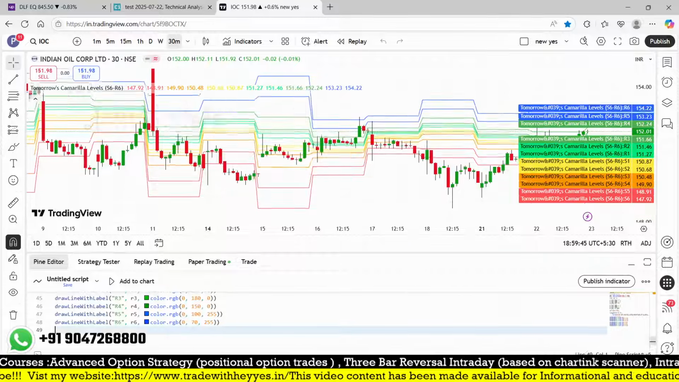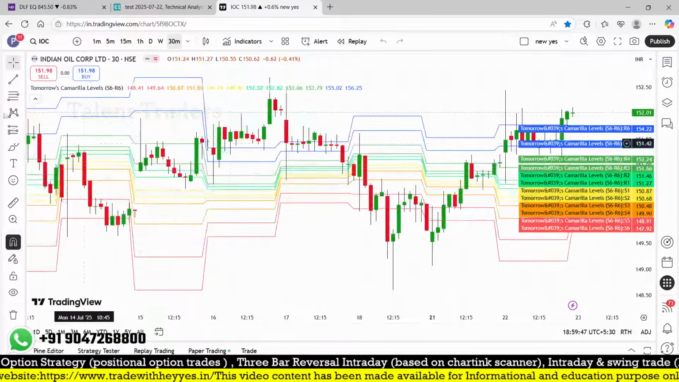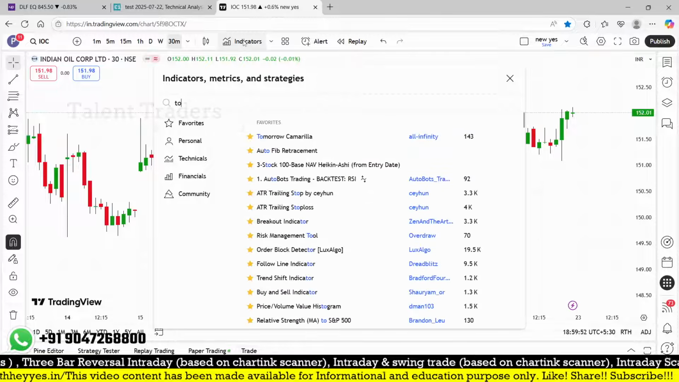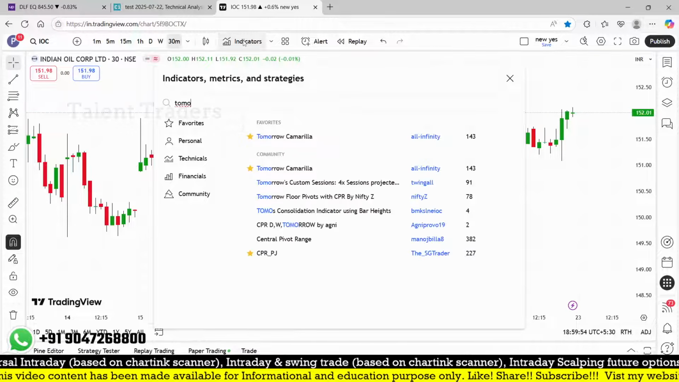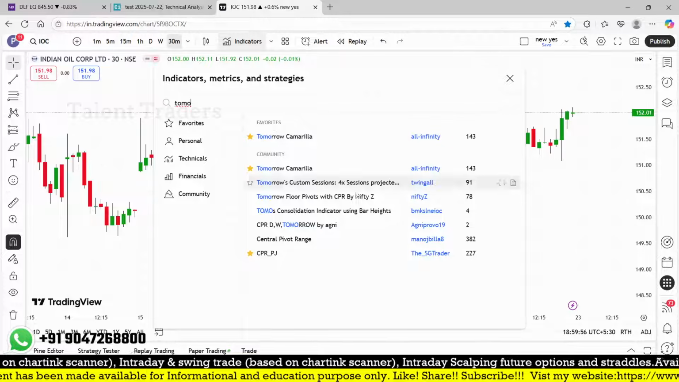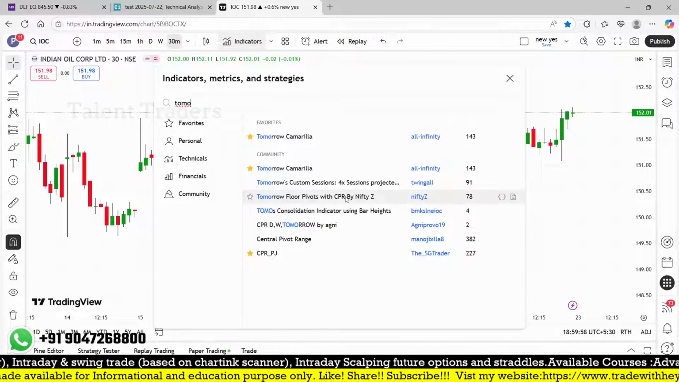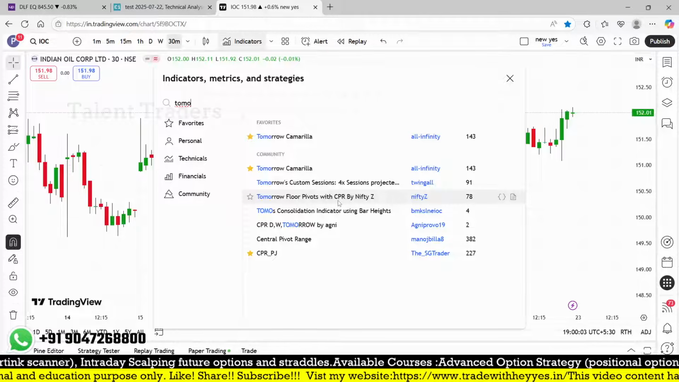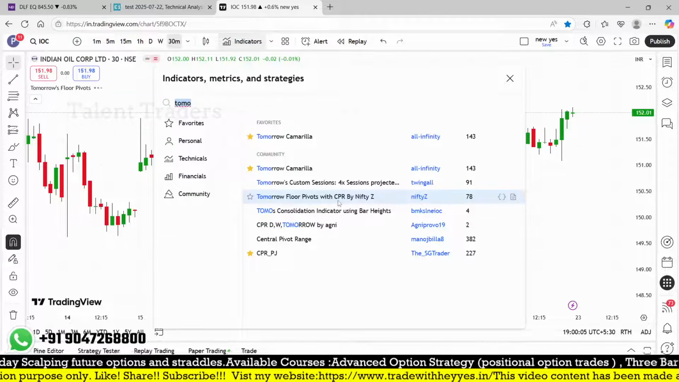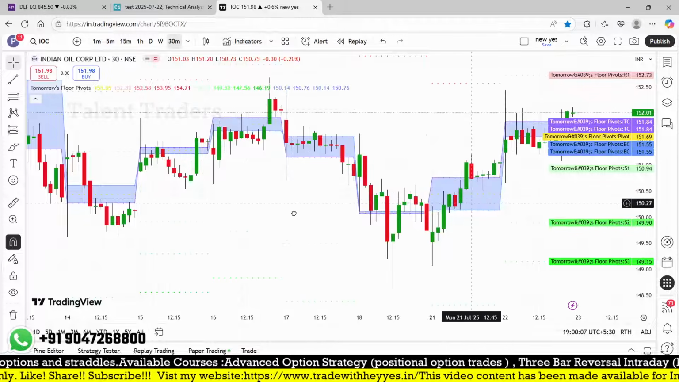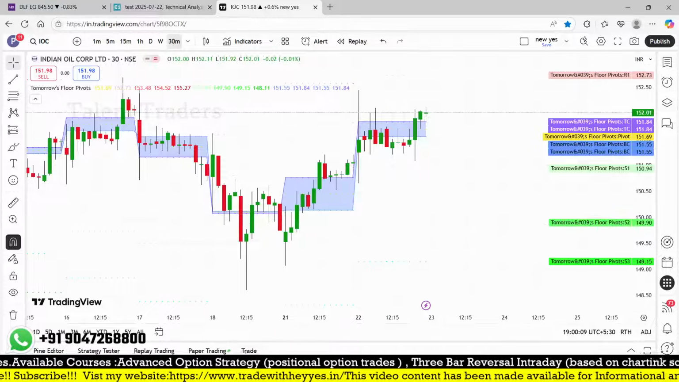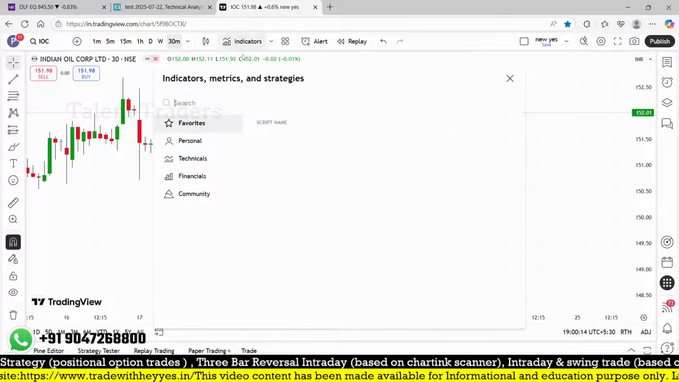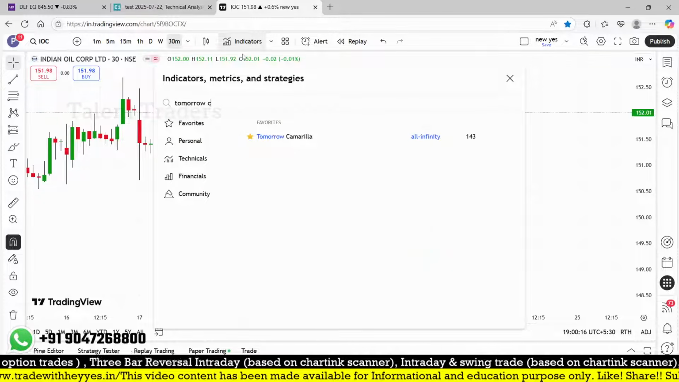What's happening here? Okay, this was tomorrow's Camarilla. Instead of Camarilla, I'm going to look for tomorrow's CPR. Is there any code with CPR? Let us check, produce tomorrow's pivot. I think it is not very clear. So many scripts are available in TradingView. Tomorrow CPR.